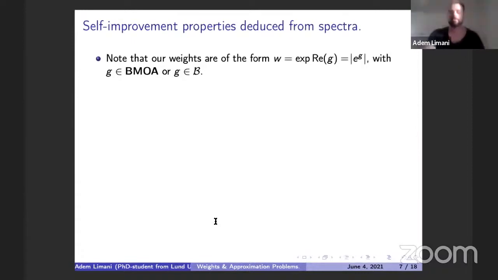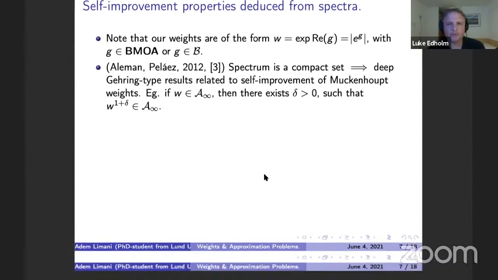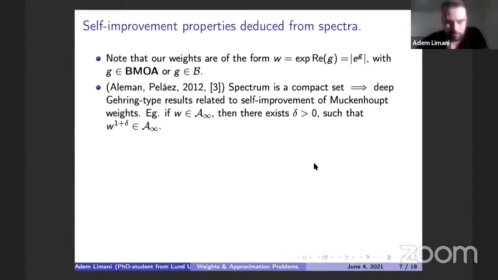Well, remember our weights were of this form with exponentials. Sorry? Okay, I think it was just background noise. You can go on.